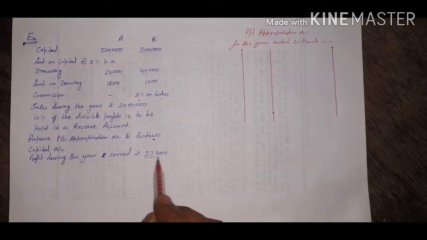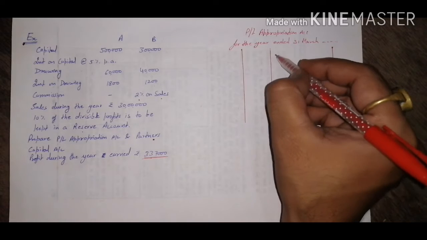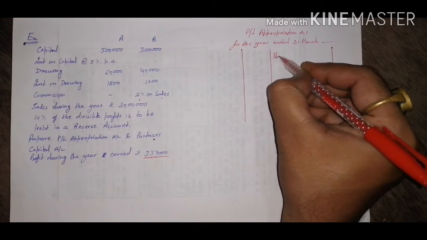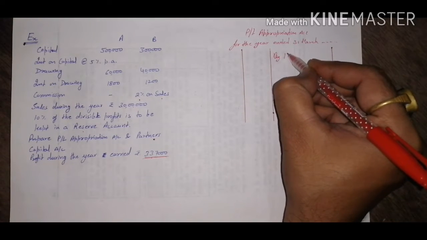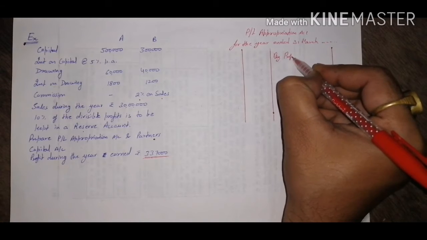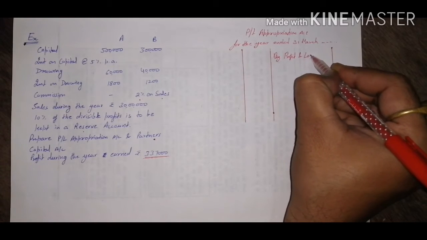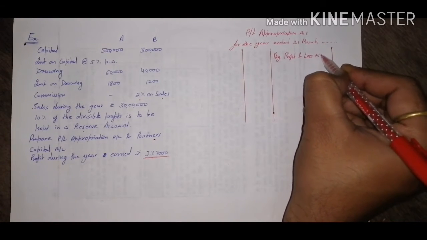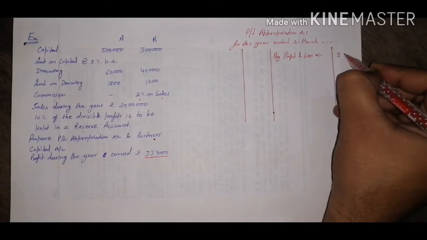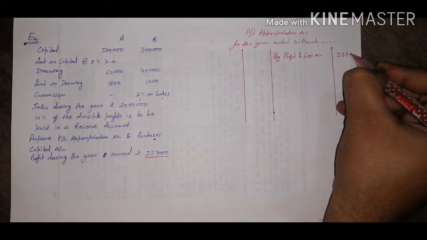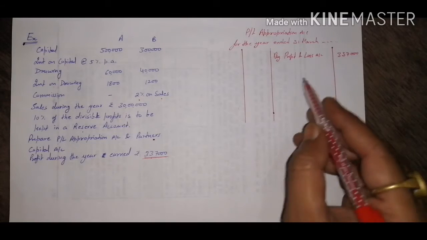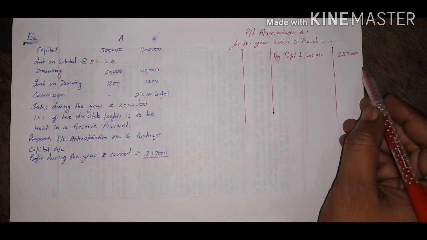This profit is the net profit, which is transferred to the credit side of the P&L appropriation account by the profit and loss account. The profit of 3,37,000 is recorded as a credit balance on the credit side.